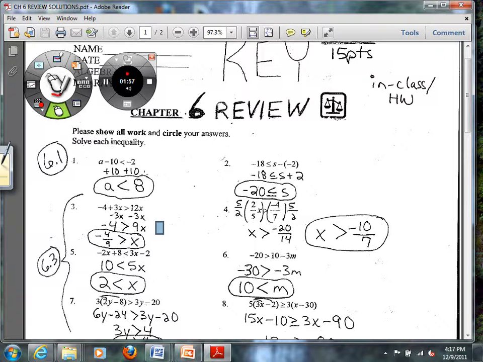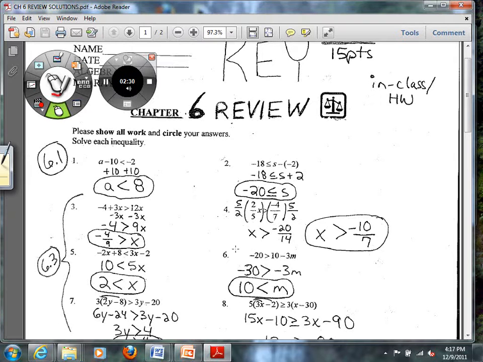Okay. So then number 4, we did that one as well, multiplied by the reciprocal, and we get negative 20 over 14, and then we reduce it, and we get negative 10/7. Number 5, you want to get your x's together, so you add 2x to each side, so that's 5x, and then I added 2 to each side, so that made it 10 on this side. Then I divided by 5, and so that's where I get my x is greater than 2.